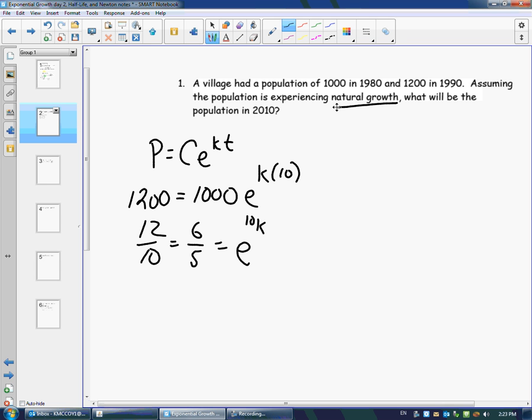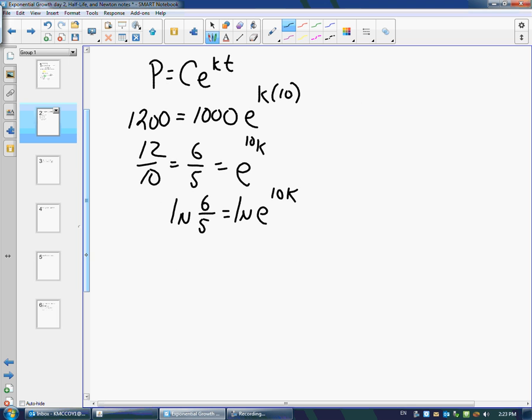In order to get the k out of the exponent, we're going to need to take the natural log on both sides of the equation. So we'll get the natural log of 6/5 equals the natural log of e to the 10k. Purpose for doing that is because the natural log and the exponentials are inverses. So if you use your property, you can bring the 10k out to the front of the natural log. And of course, the natural log of e is 1. So the entire right side simplifies to 10k. The left side is just the natural log of 6/5. Nothing else we can do there.